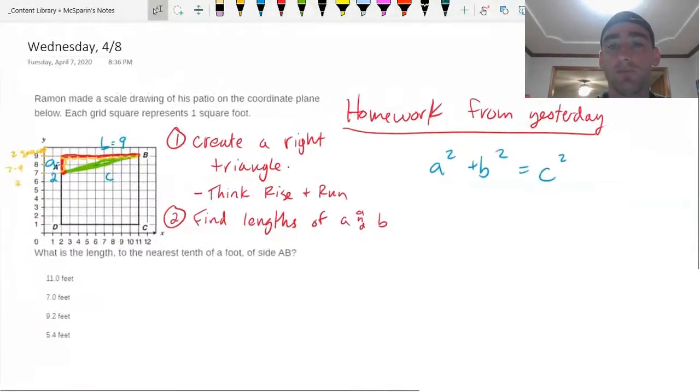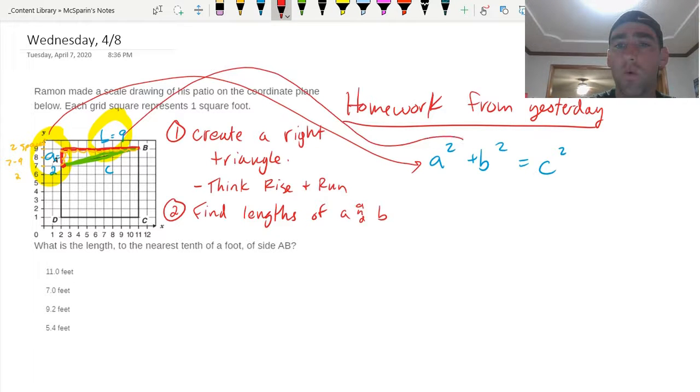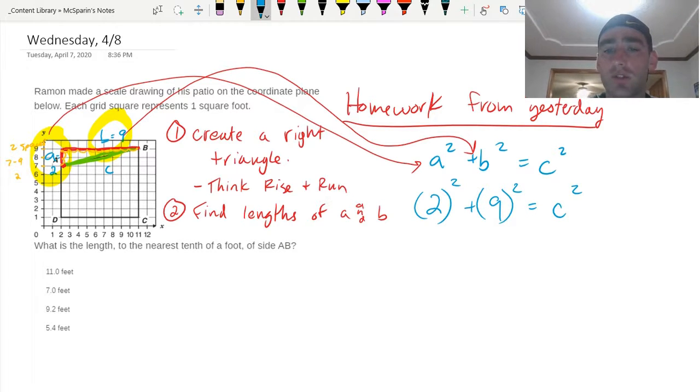So now let's plug in. A will go here, B will go there. All right, so A is actually 2, so that's 2 squared plus 9 squared equals C squared. So 2 squared is 4. 9 squared is 81. 81 plus 4 is 85 equals C squared.